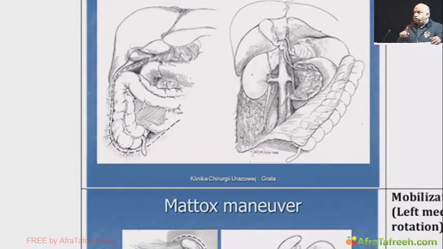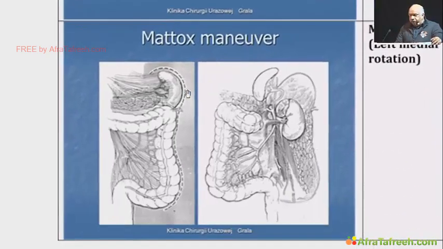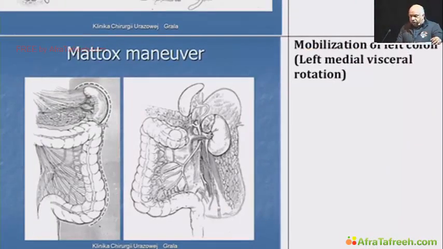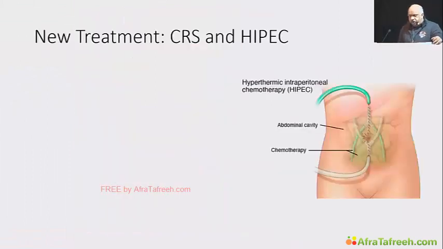This is for trauma also. In trauma, this is the approach. For nephrectomy, this is the approach, anterior. And Mattox is mobilization of the left colon, left medial visceral rotation, for the aorta and vena cava. These names you need to remember.